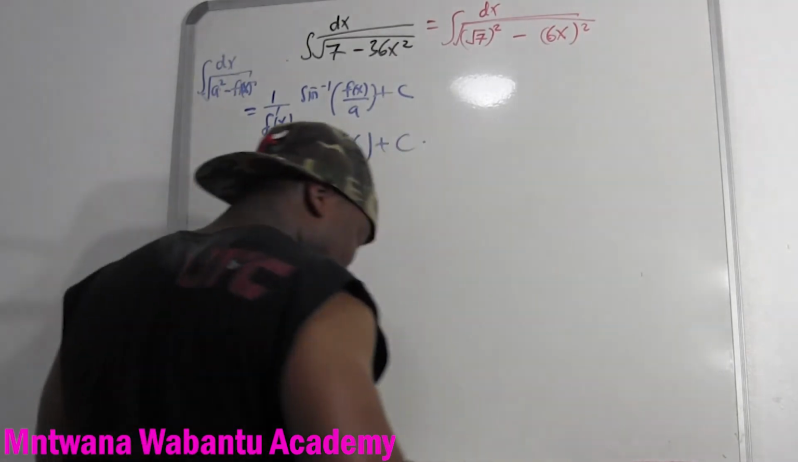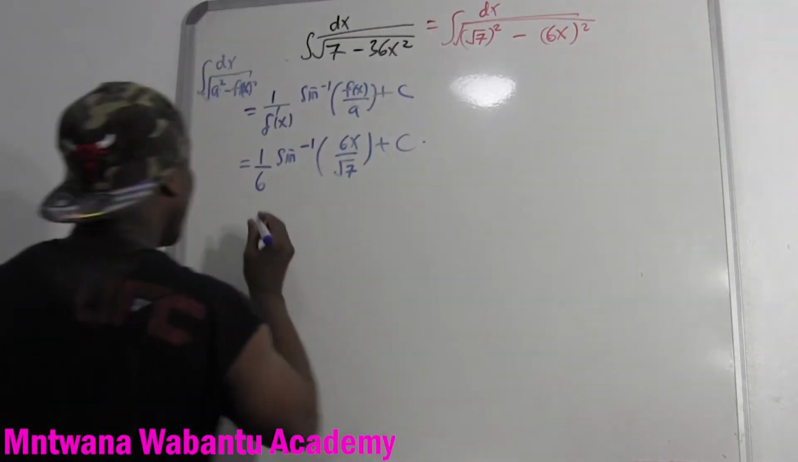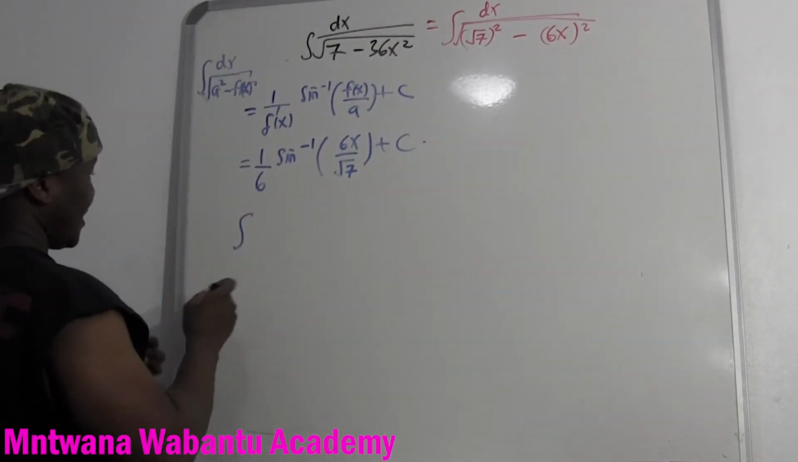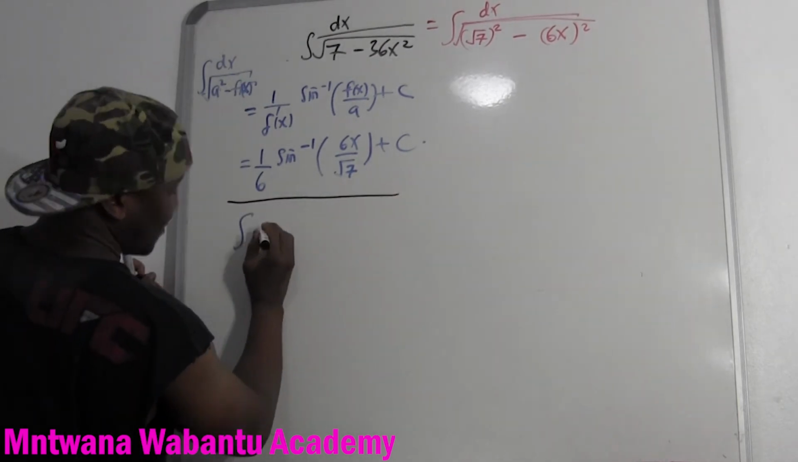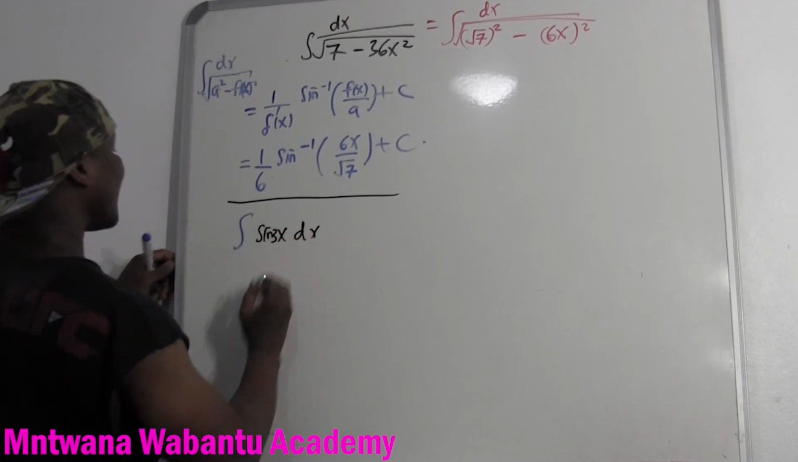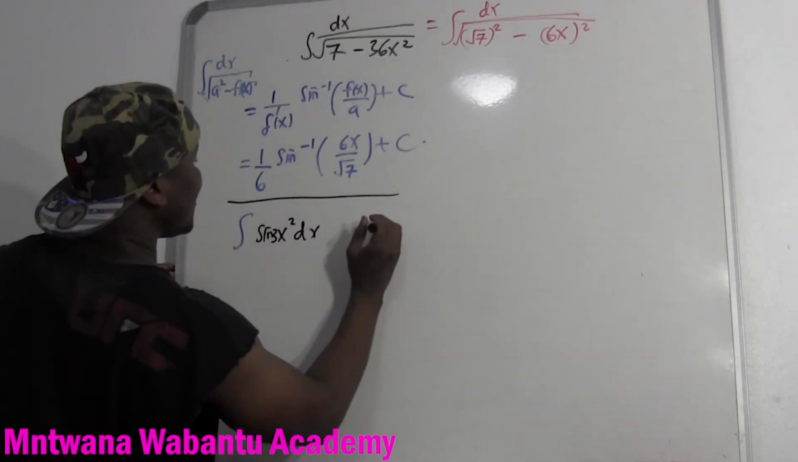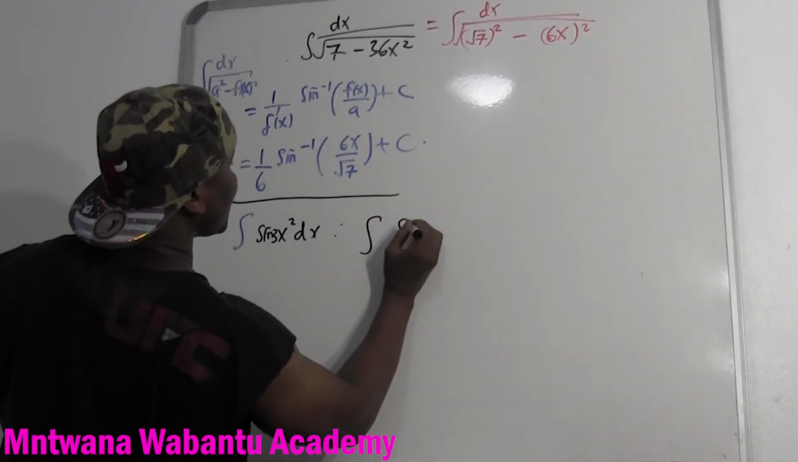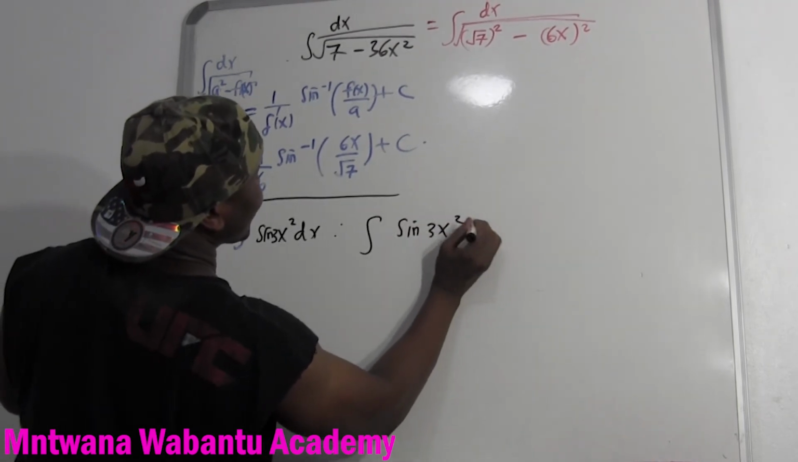Okay, cool. The next one, they say integral. No, this is a baby question. Integral, I think for the freshman, sine of x. Let's say 3x square. Let me do this: integral sine 3x squared dx.